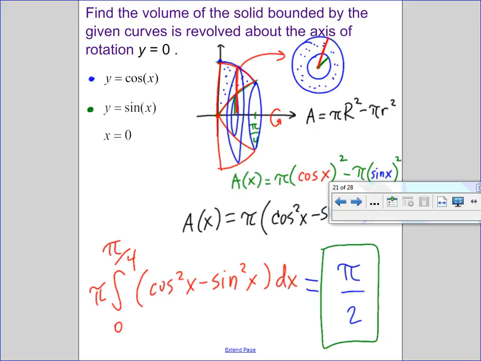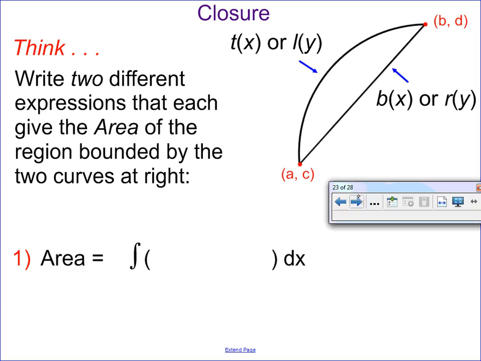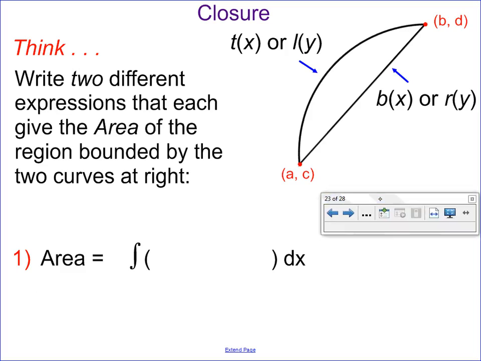Good question. All right, so pi over 2, raise your hand if you got pi over 2. Awesome. Can we close it up? I think we can. So, given an irregular shaped region with boundary curves, T of x for the top curve and B of x for the bottom curve, the area is given by the definite integral from what to what of what minus what with respect to x.